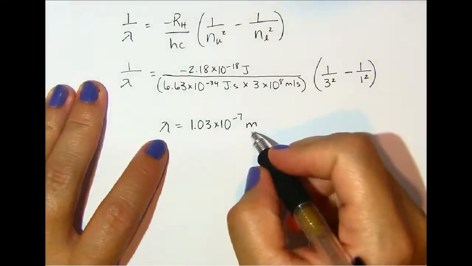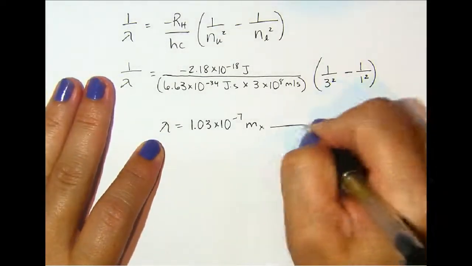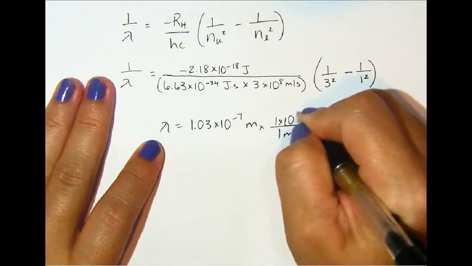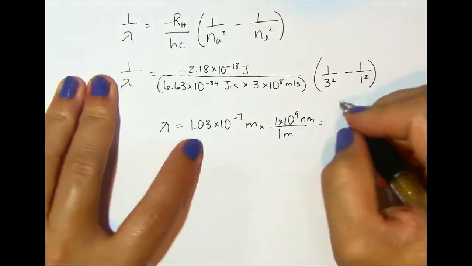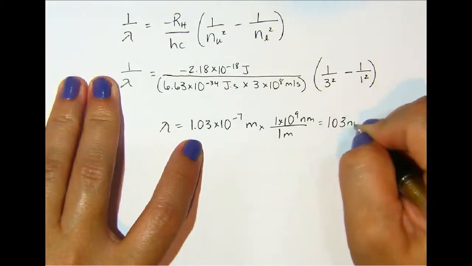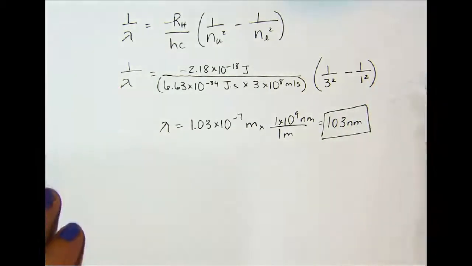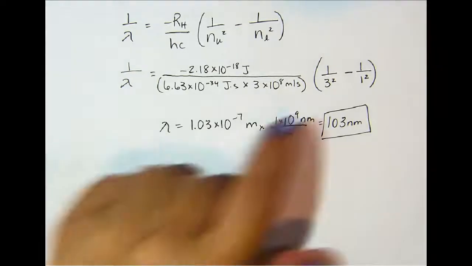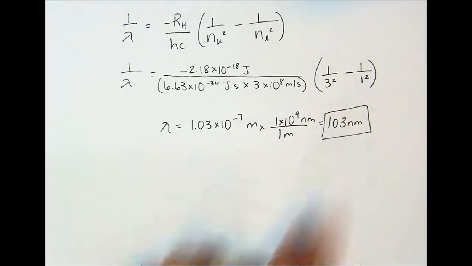Typically, light is expressed in a unit of nanometers, so 1 meter is equal to 1 times 10 to the 9 nanometers, which is going to give us 103 nanometers is the wavelength of the light emitted whenever we move from energy level 3 down to energy level 1.